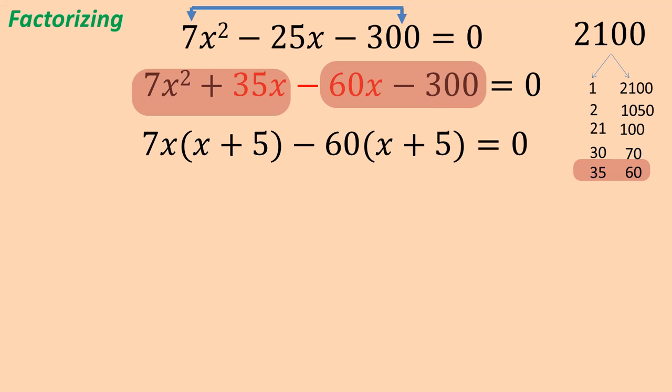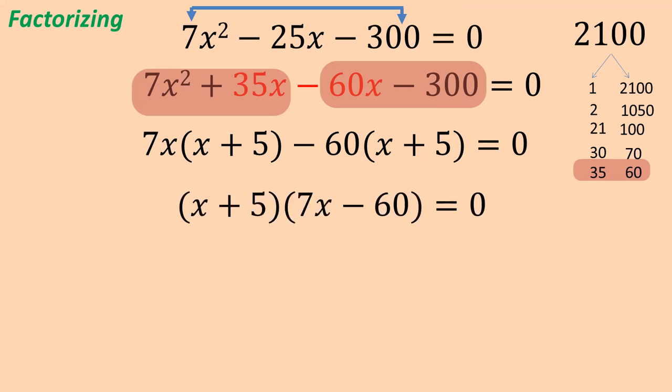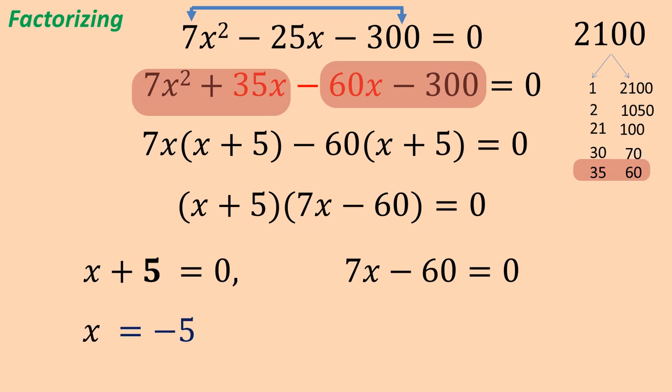So we're going to write the common bracket x plus 5 once, and the other quantity 7x minus 60, is equal to 0. So here, x plus 5 is equal to 0, and 7x minus 60 is equal to 0. So here, x is equal to minus 5, and x is equal to 60 divided by 7. The answer will be 8.57.